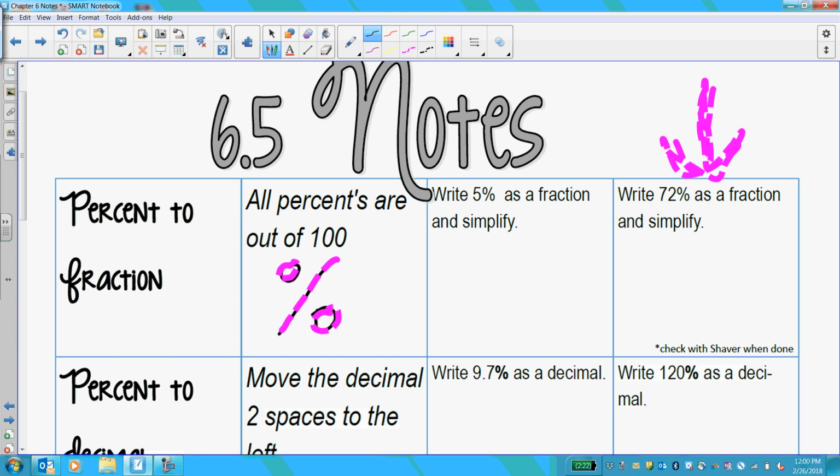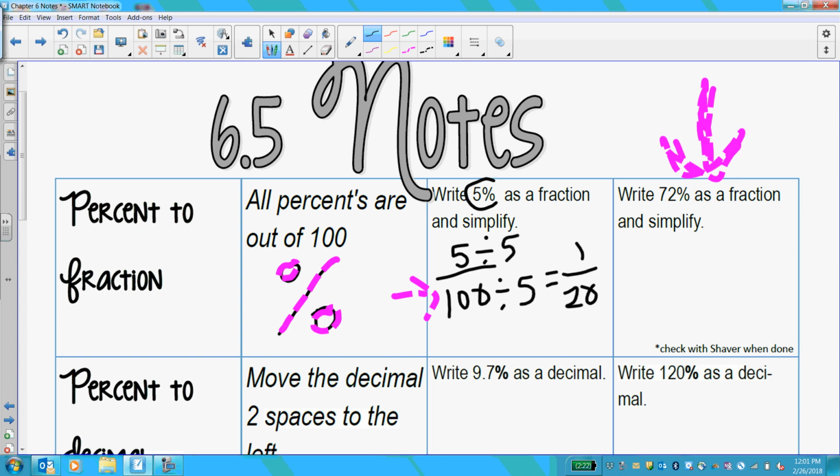So write 5% as a fraction and simplify. We know it's 5 out of 100, so 5 hundredths. There you go. Percent to fraction, always, always, always your denominator is going to be 100. Now, that's not in simplest form, obviously. So you could divide by 5, and you would get 1/20. So 5% is the same as 1/20.